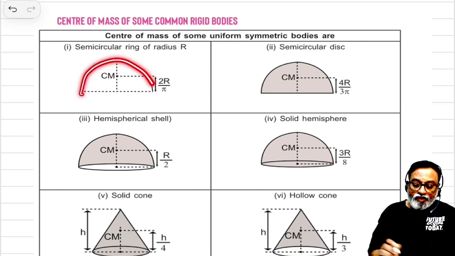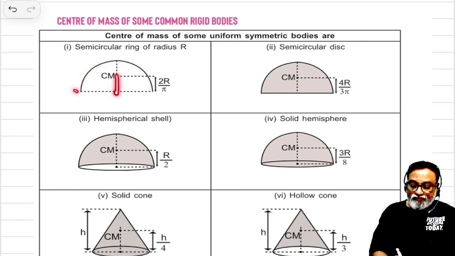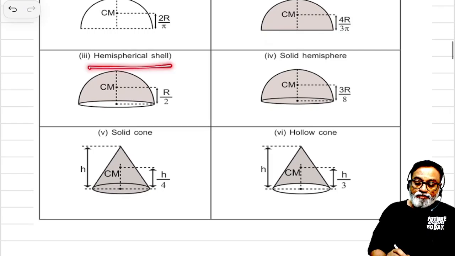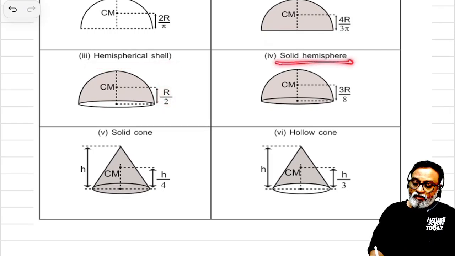This is a semicircular ring. Therefore, its center of mass from the base is 2r by pi. And this is a semicircular disk, that is 4r by 3 pi. And hemispherical shell, this is r by 2. Solid hemisphere, 3r by 8. This is a solid cone. From the base, it is h by 4.